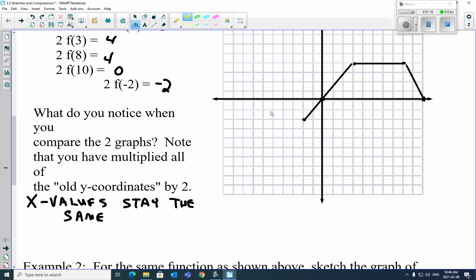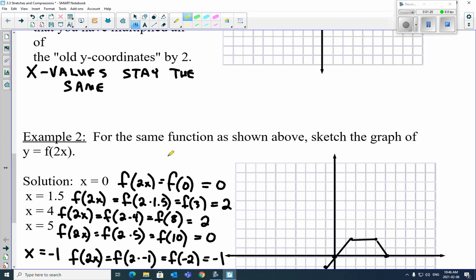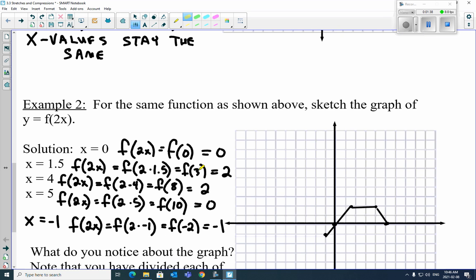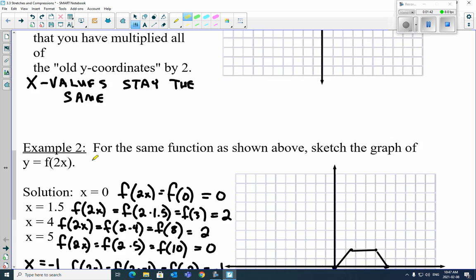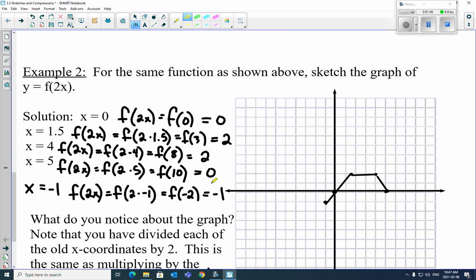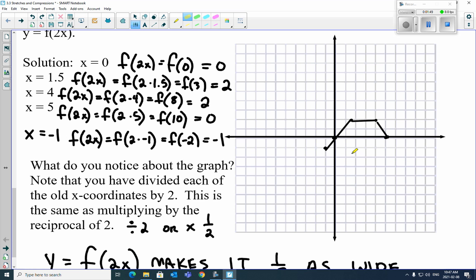It's when it's inside the graph. So for the same function, sketch the graph of f of 2x. So now it's inside. And this is counterintuitive. Like if you remember from quadratics, when we had in brackets x plus 2, it shifted it 2 to the left. Remember, it was kind of weird. So what we can do is look at different x values, and we can calculate all this out. And we're doing this all from the original values up here. And what happens is when we calculate these out, you'll see these numbers are smaller. So if we sketch this out, oh, it's a little tiny graph.